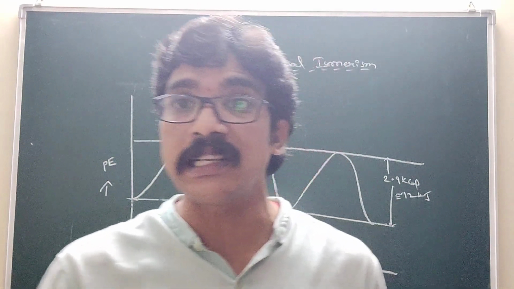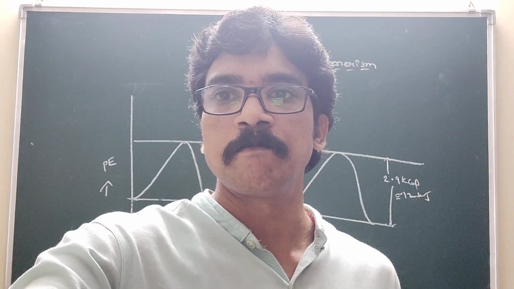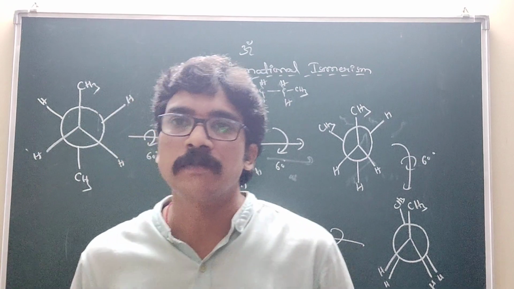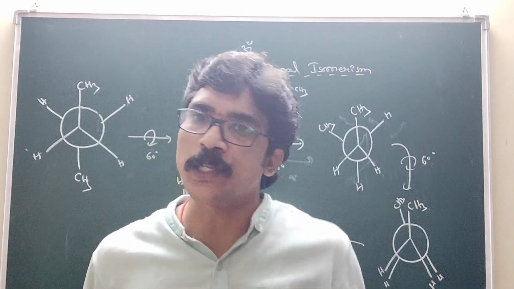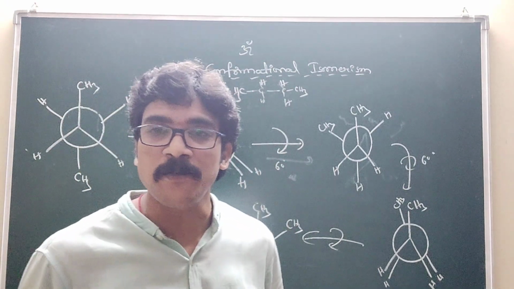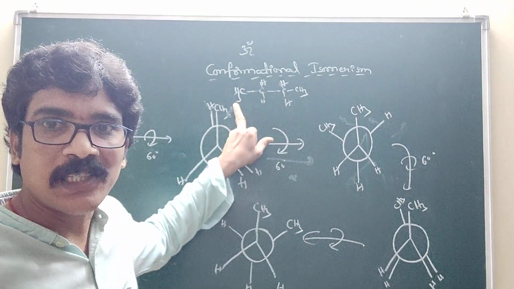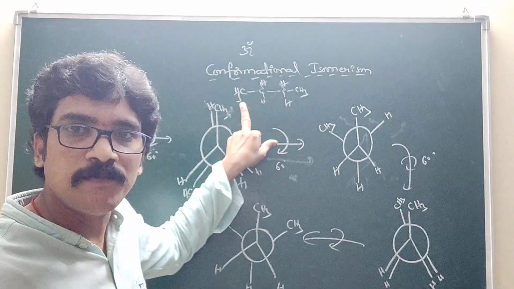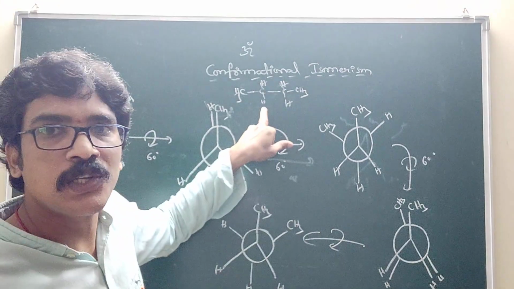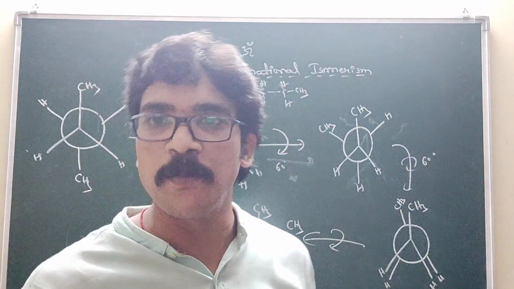Now we are discussing the next conformation, of butane. Our next topic is conformational isomerism of butane. Yes, this is the structure of butane. We know the structure of butane: CH3, single bond, C, H, H, H, H, and CH3. That is the structure of butane.